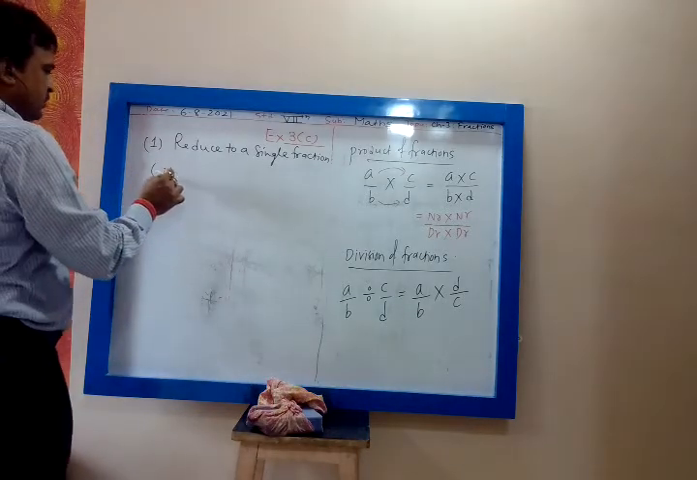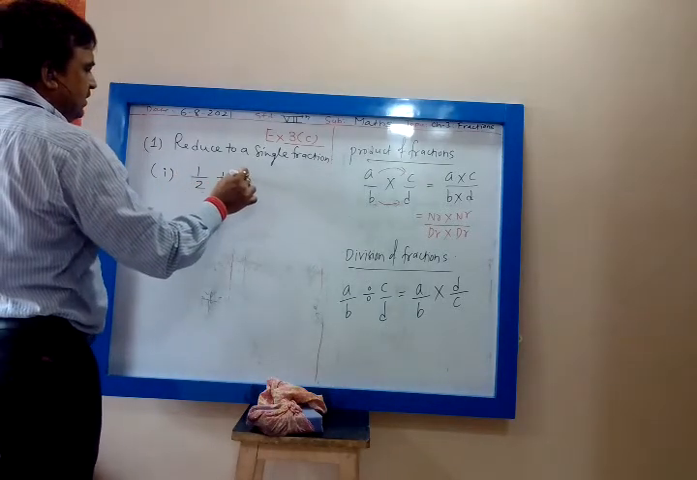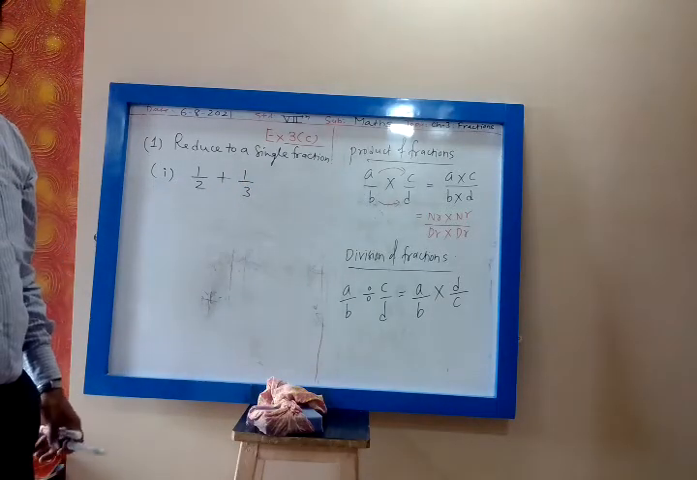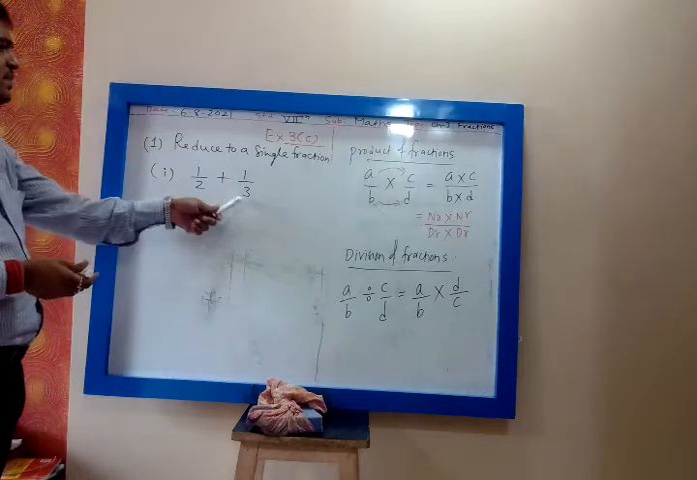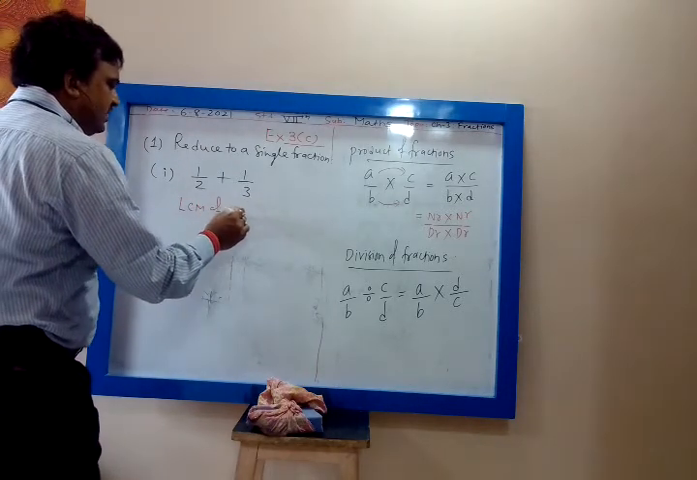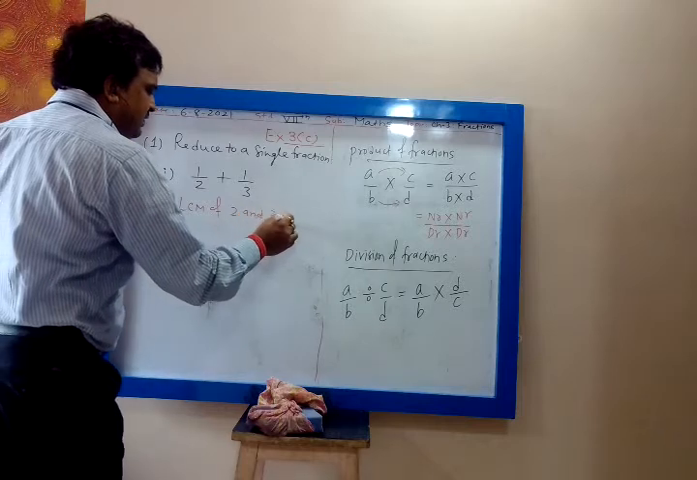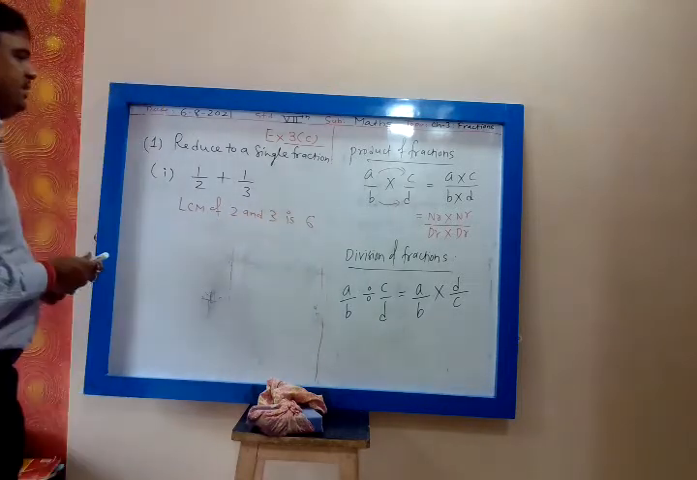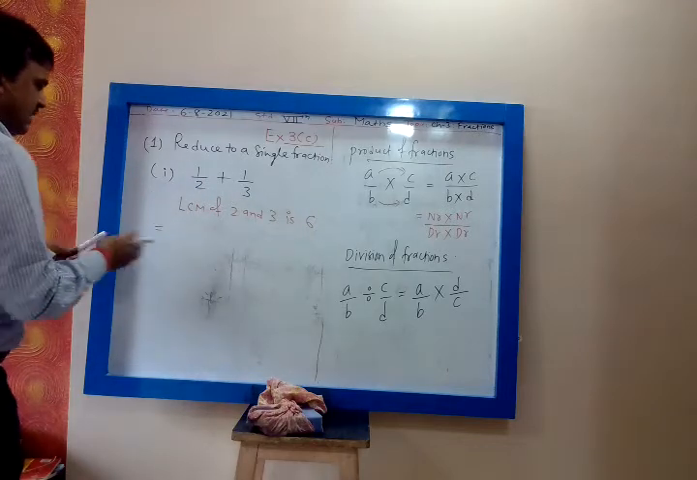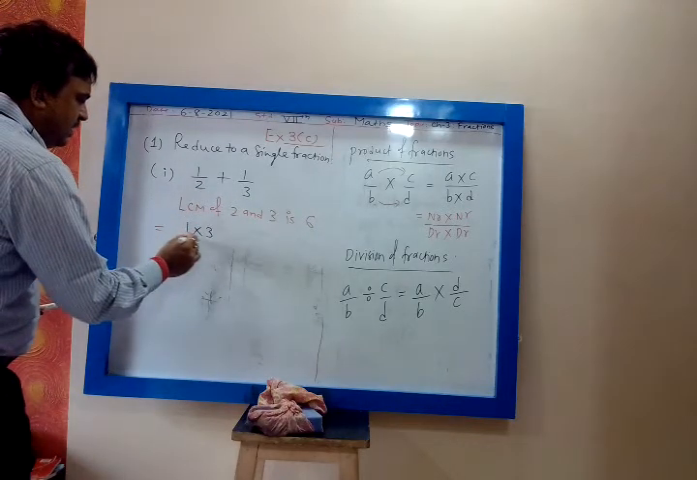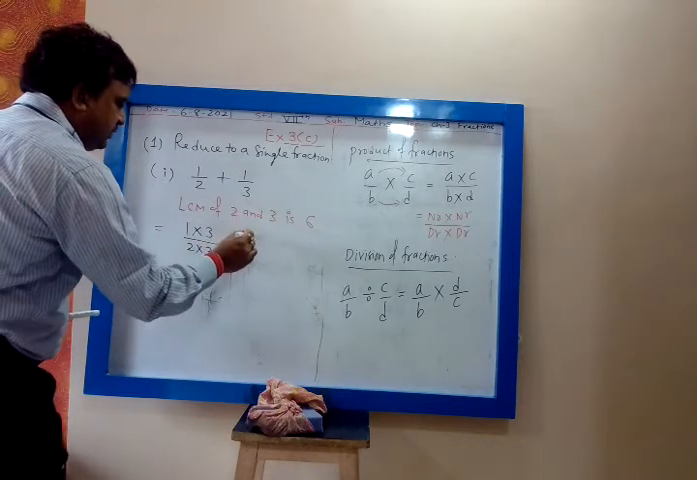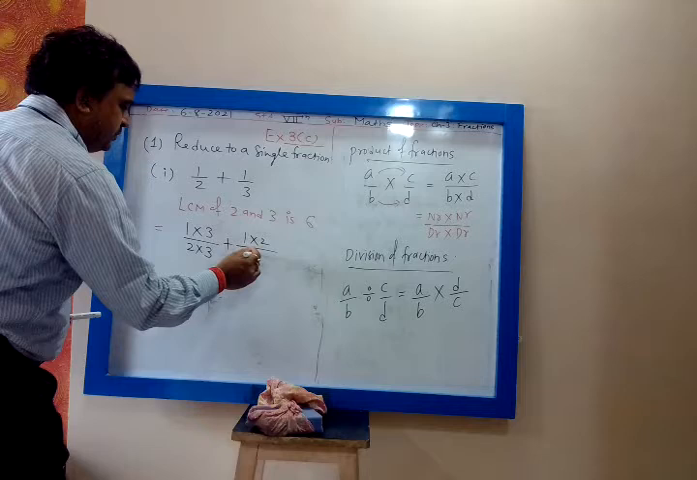First, 1 by 2 plus 1 by 3. Now this is plus sign, means you want to add. Whether denominators are equal, 2 and 3? No. So LCM of 2 and 3 is 6. So now make denominator of each fraction 6. Multiply 2 by 3, so that will be 1 into 3 upon 2 into 3, plus multiply 3 by 2, 1 into 2 upon 3 into 2.